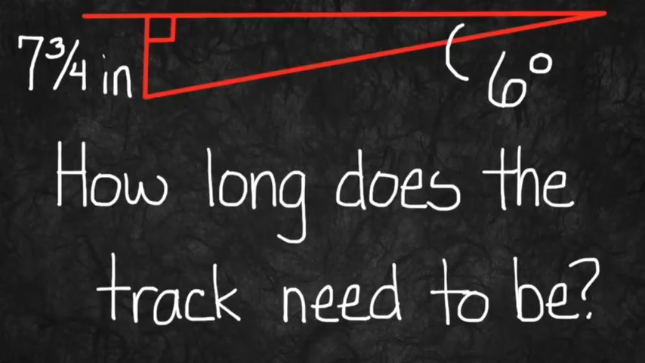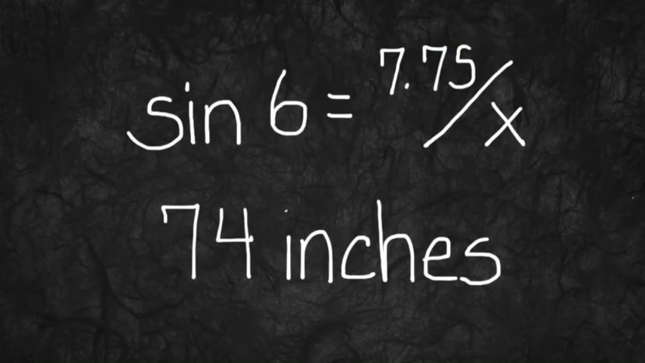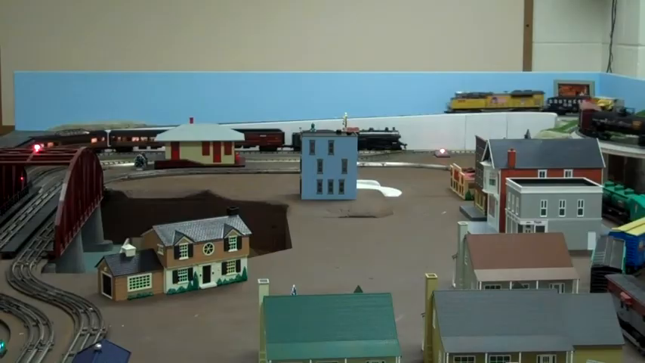How long does the track need to be for this downhill stretch? Pause the video and try it on your own first. Did you get about 74 inches? Again, we will take the sine of 6 and make it equal 7 75/100 over x. 7 75/100 divided by the sine of 6 is about 74. My dad needed to lay about 74 inches of track. This will allow the train to smoothly travel down the slope.